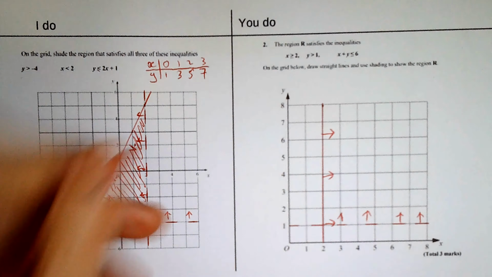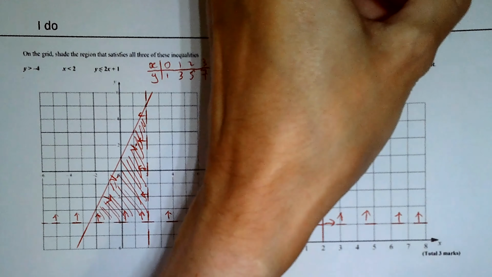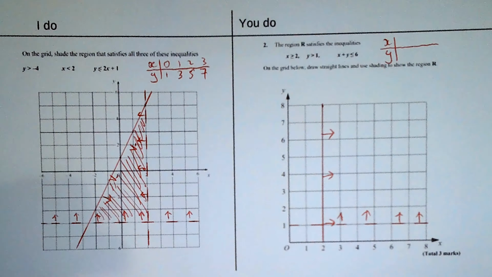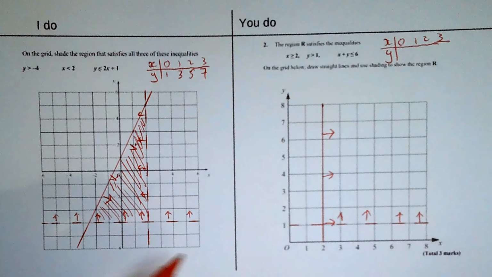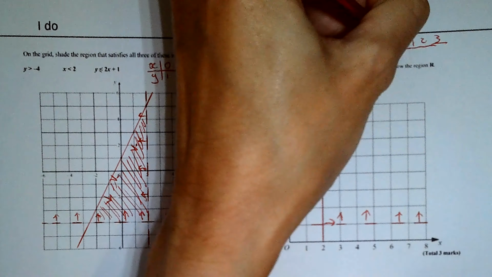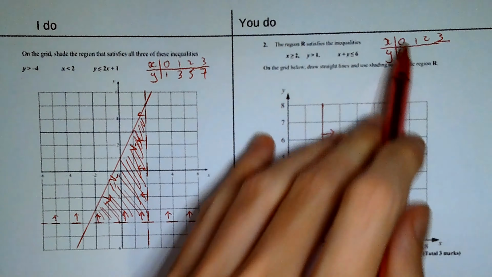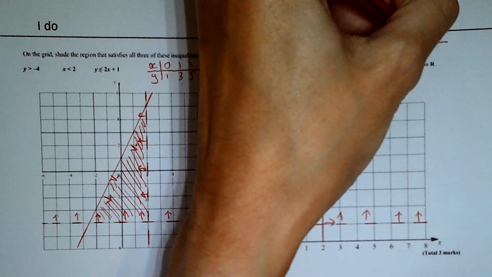So the other way to think about it is like we did previously with the table. So x, y, try some x coordinates, so 0, 1, 2, 3, and see what the y coordinate would need to be. If x is 0, y would need to be 6. If x was 1, y would need to be 5. If x was 2, y would need to be 4. If x was 3, y would need to be 3.